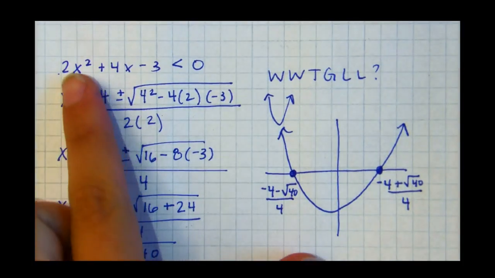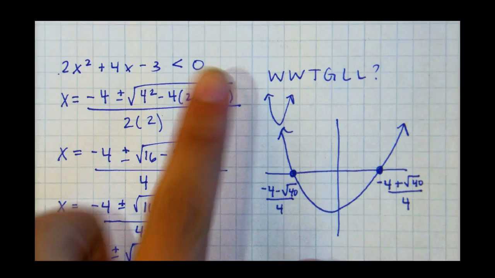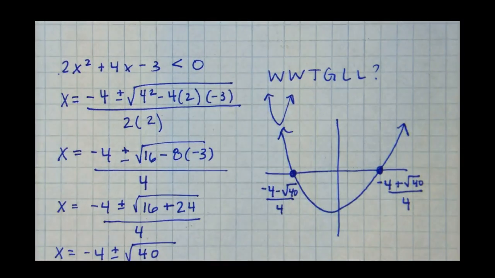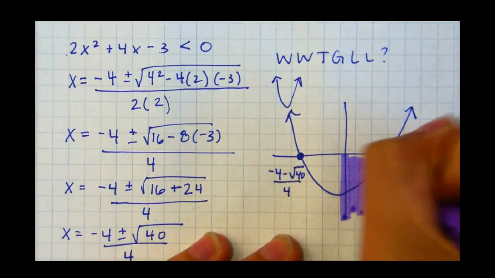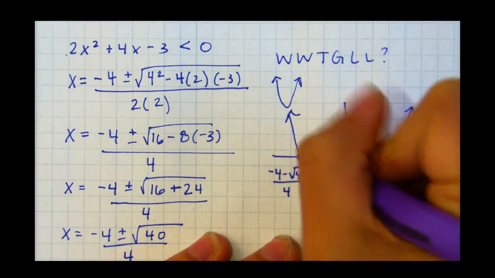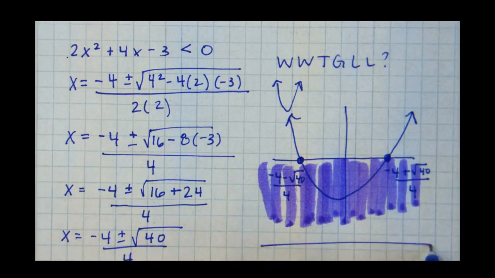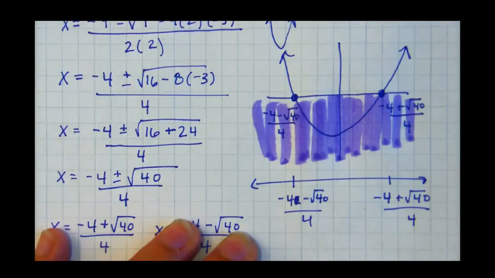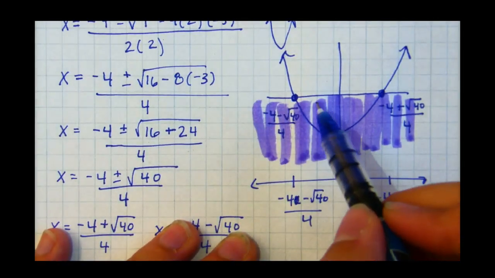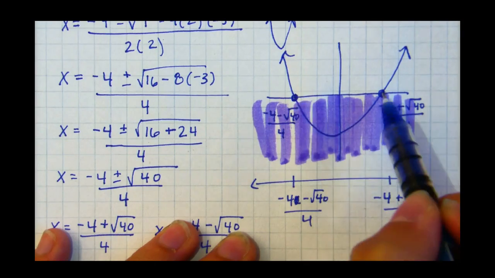So in my original inequality, I'm looking for where this is less than 0. Do I shade up on my graph, or do I shade down? Right, I should shade down since I'm looking for where y is less than 0. Okay, so on a number line right below, I'm going to put my two critical values, so -4 minus root 40 over 4, and a positive -4 plus root 40 over 4. Now I'm going to ask myself, are my solutions in between these two values, or are they on the outside?